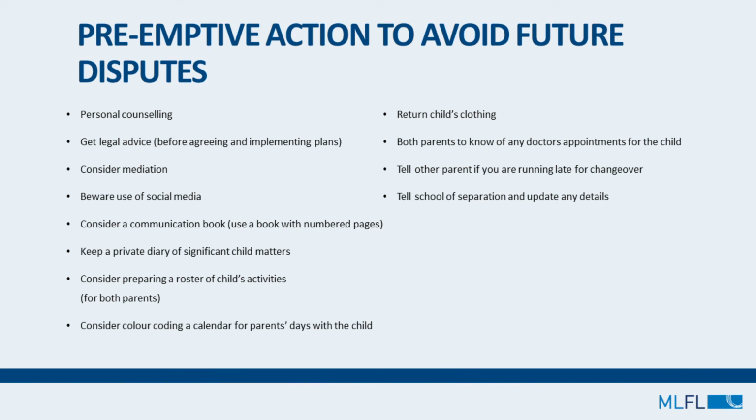Both parents should be informed and know about any doctor's appointments for the child. Obviously tell the other parent if you're running late for changeover, and tell the school, as I mentioned before, about a separation, and update details, but don't remove parents from emergency contact. Children should feel free to talk openly about their lives in both households, but not feel obliged to do so. They should feel safe when expressing their feelings regardless of which parent they are with.